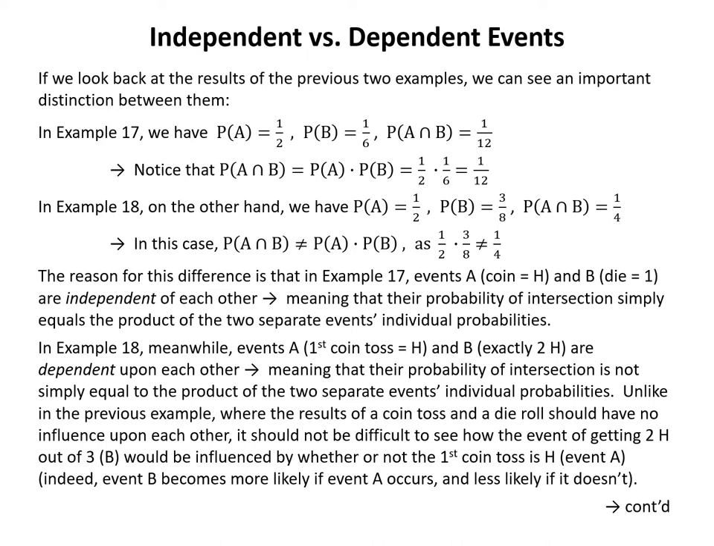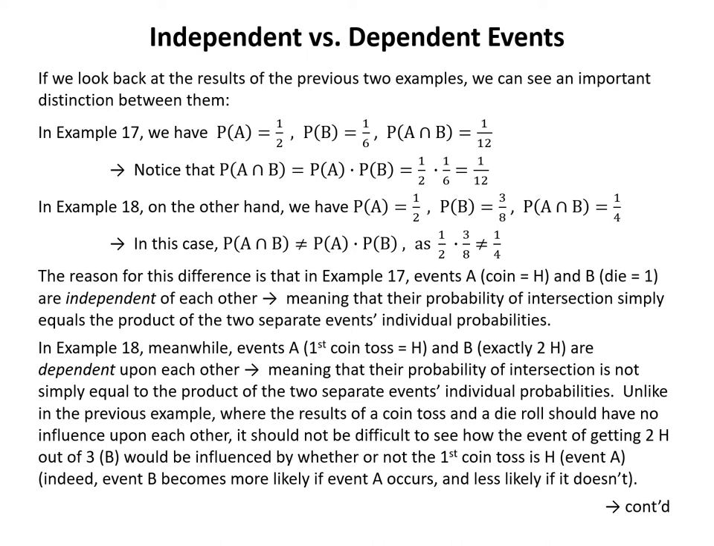Now, the reason for this difference is that in example 17, event A, that the coin is heads, and event B, that the die equals 1, are events that are independent of each other, which means that the probability of their intersection simply equals the product of the two separate events' individual probabilities. In example 18, meanwhile, event A is that the first coin toss is heads, and B is that we get exactly two heads. Those are dependent upon each other, meaning that the probability of their intersection is not simply equal to the product of the two separate events' individual probabilities.